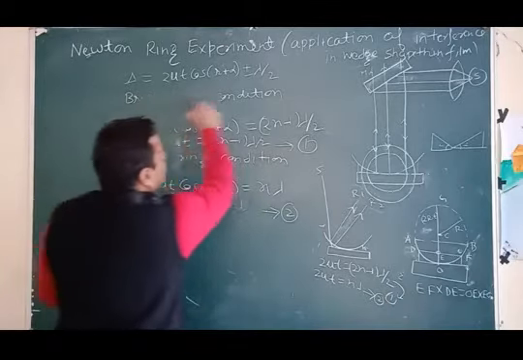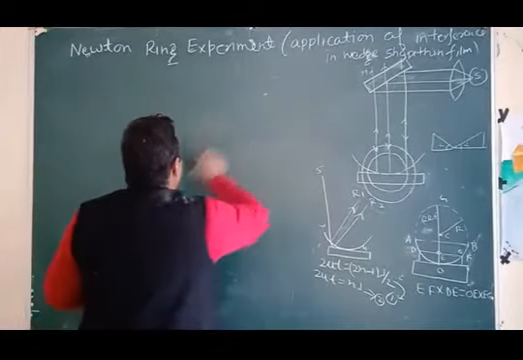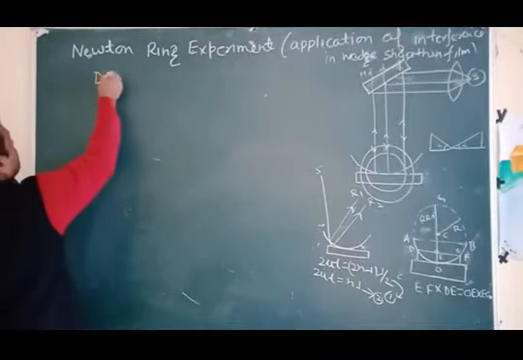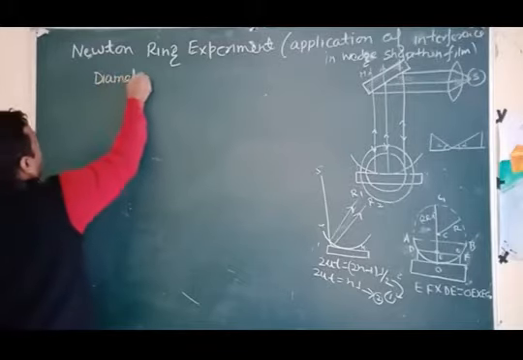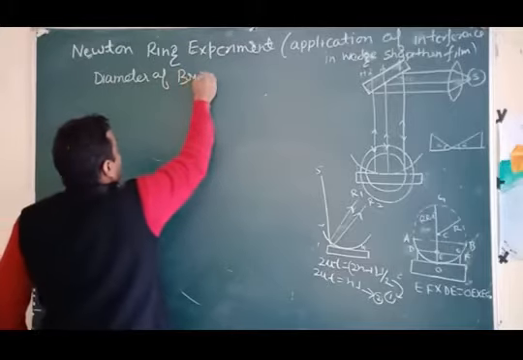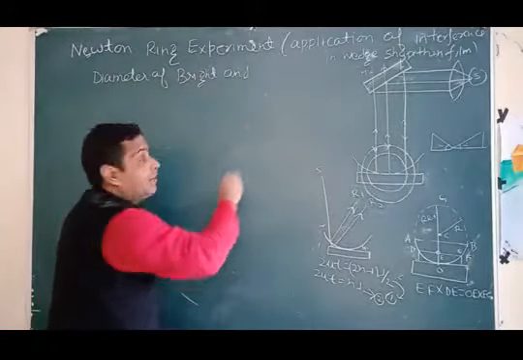Now the diameter of the bright and dark fringe.